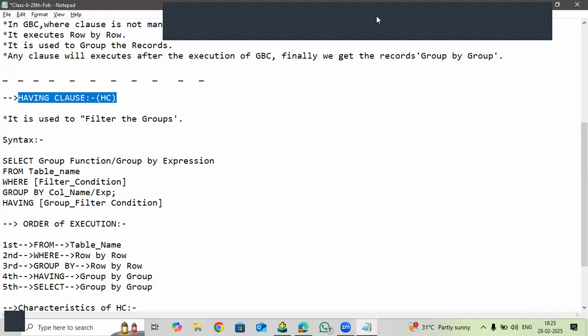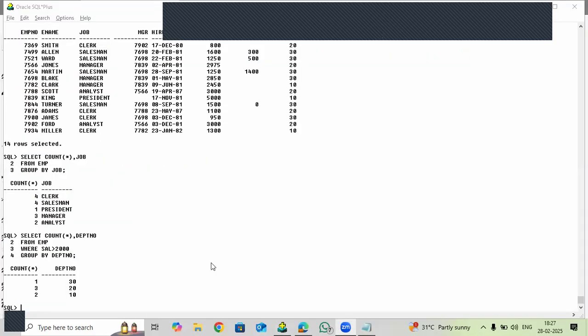at least two. What is at least? Let me do it. So we'll do that. Select number of employees, so count of star, each department number from EMP group by department number, because they said each department number.